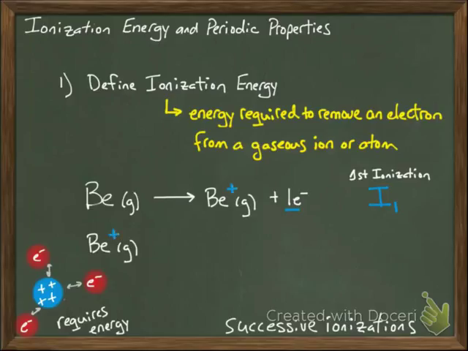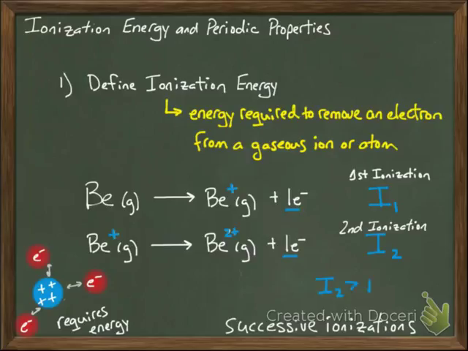So, if we go on to remove another electron from this now beryllium +1 in a successive ionization, the beryllium +1 will go up in charge to +2 in removing that second electron. And of course, this is the second ionization, and our second ionization energy. This second step will always require more energy. And the reason is because we are removing a negatively charged electron here from an already positively charged ion. And that's going to require more energy.